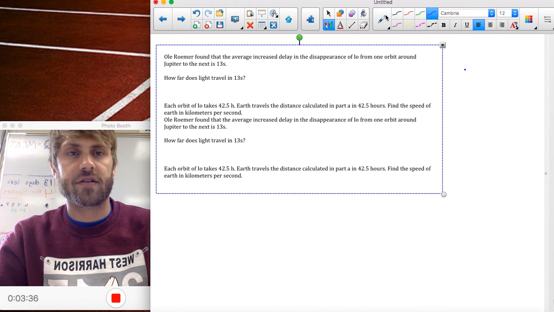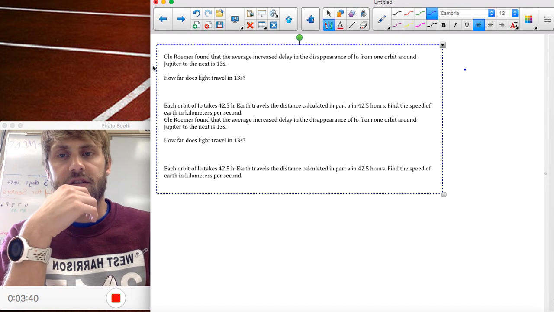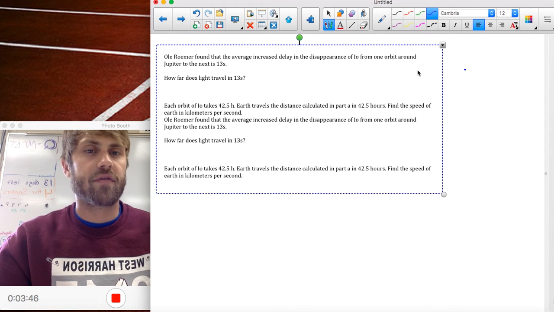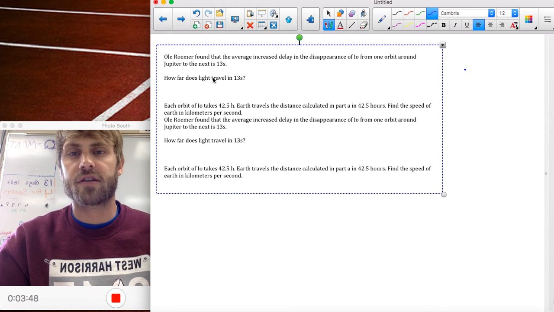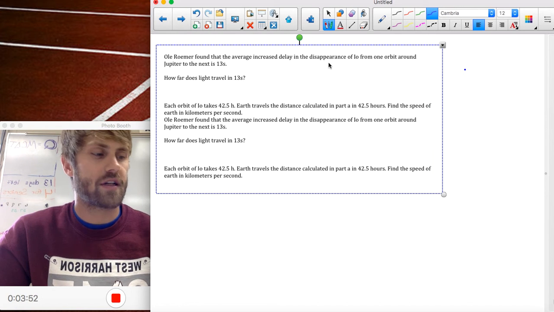Our next one, it says, Ole Romer found that the average increased delay in the disappearance of Io from one orbit around Jupiter to the next is 13 seconds, and asks us how far does light travel in 13 seconds.